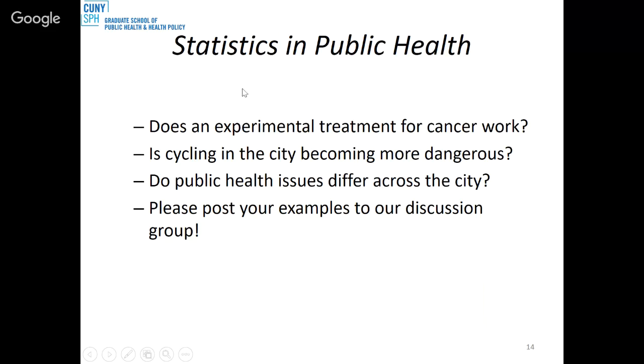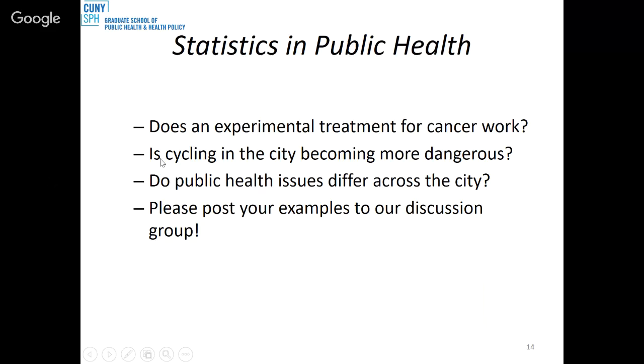In public health, these are some common types of inference that are made. Does an experimental treatment for cancer work? So we want to ask a question in general about the population of cancer patients. But of course, in a clinical trial, you only have the opportunity to test that therapy on a small number of individuals. So it requires inference to say something about the effectiveness of that treatment in the broader population of patients.